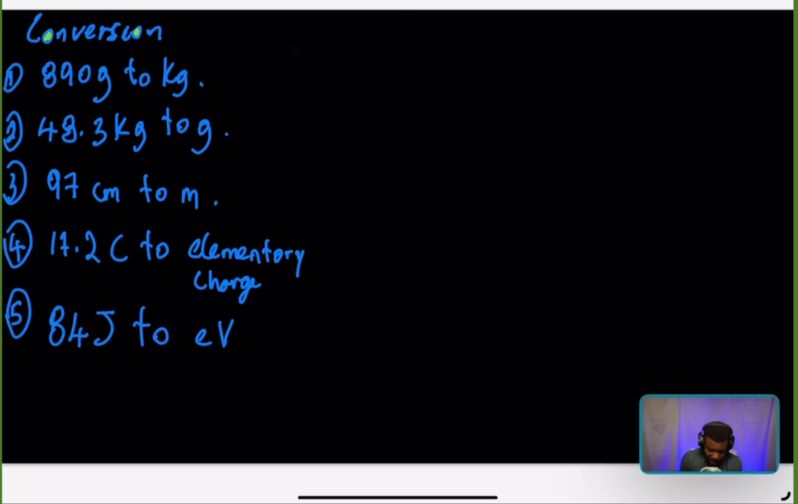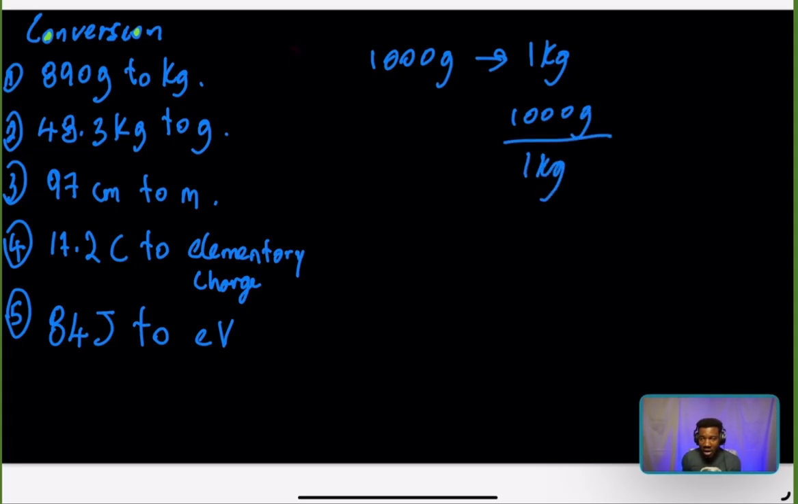So for example, let's just look at the first one. We know that there is 1,000 grams basically in 1 kilogram. Now from this, I can create two fractions. I can create a fraction of 1,000 grams divided by 1 kilogram. And because 1,000 grams is basically a kilogram, this is like I'm multiplying by 1. So anytime you multiply by 1, the identity of the number remains the same.